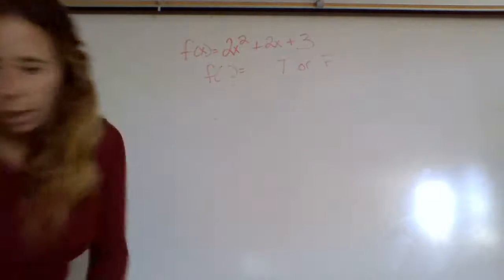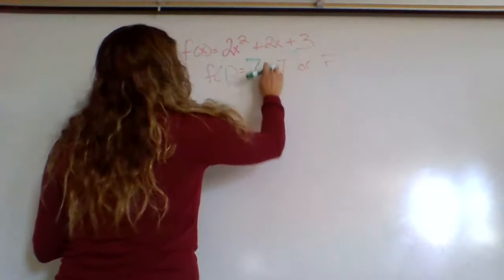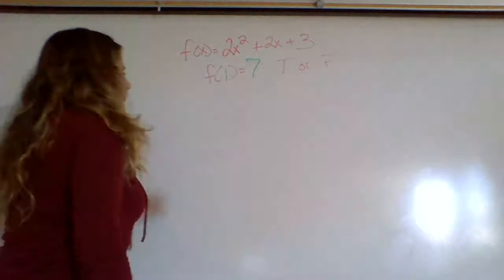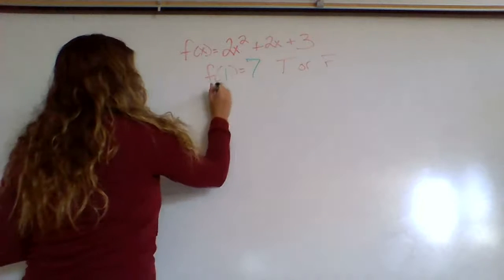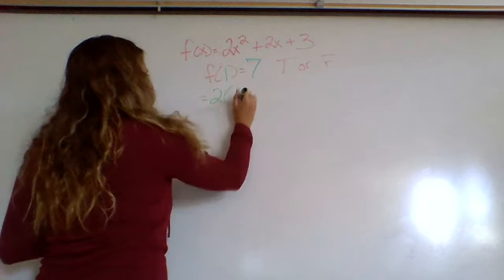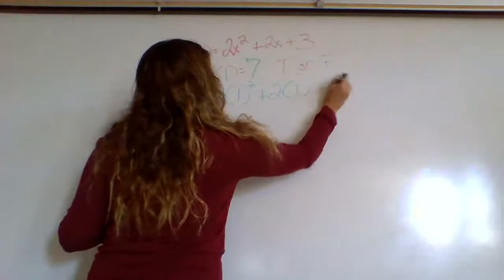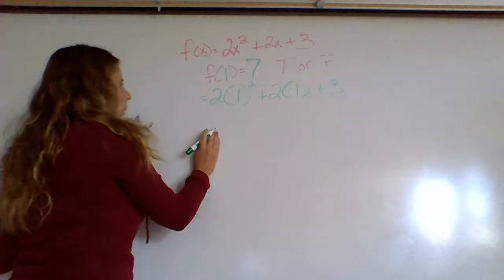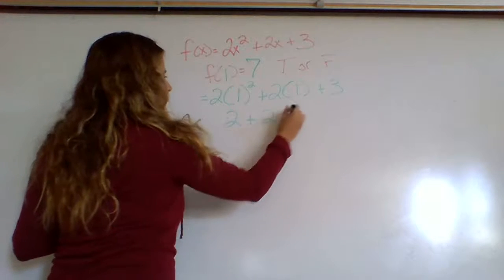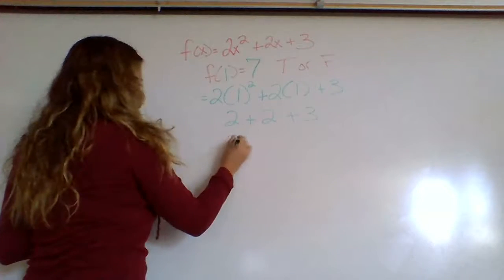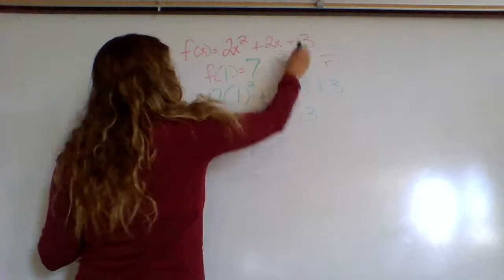The next one they say is 1 and 7. So f of 1 equals 7. Is that true or false? Well, figure it out. You can substitute 1 in for x. So 1 squared plus 2, substitute it in, plus 3. 1 squared is 1. So 2 times 1 is 2, plus 2, plus 3, which equals 7. 2 plus 2 is 4, plus 3 is 7. So this is once again true.